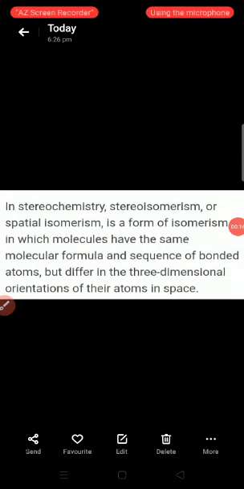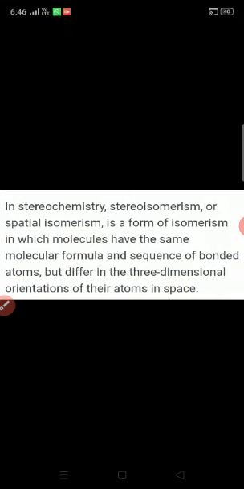Optical isomers are a type of stereoisomers. In stereochemistry, stereoisomerism or spatial isomerism is a form of isomerism in which molecules have the same molecular formula and sequence of bonded atoms, but the three-dimensional orientation differs. Hence they are called stereoisomers.